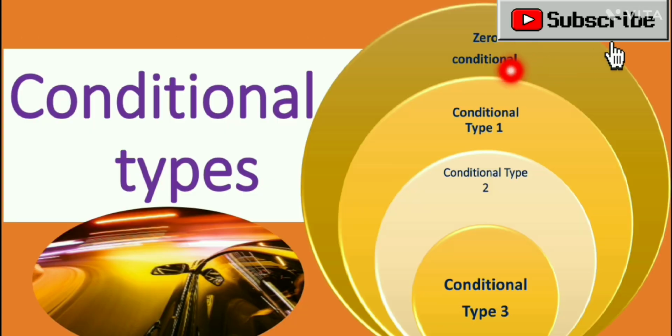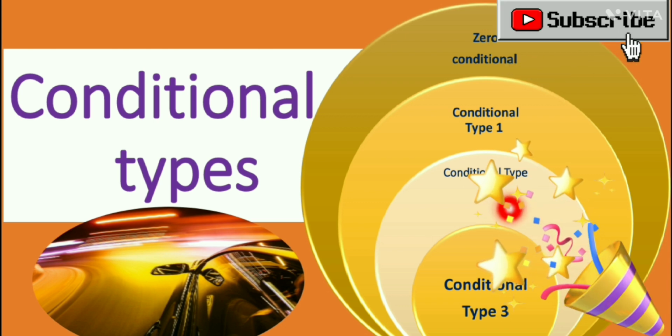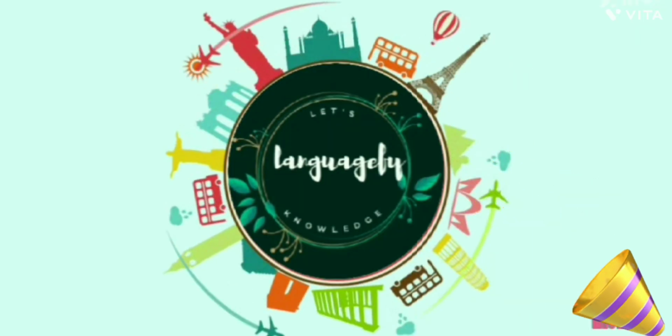Conditional types. Zero conditional, then conditional type 1, conditional type 2, and conditional type 3, which is first conditional, second conditional, and third conditional as well. We have already done conditional type 1. I will give the link in the description box. Today we are reading conditional type 2. Let's get started.